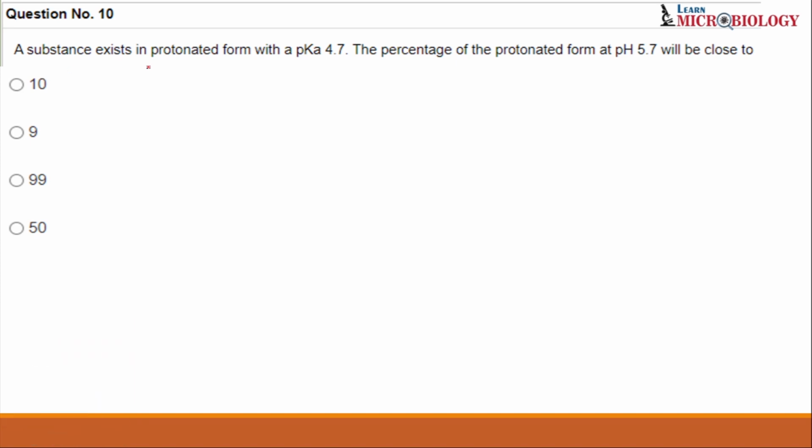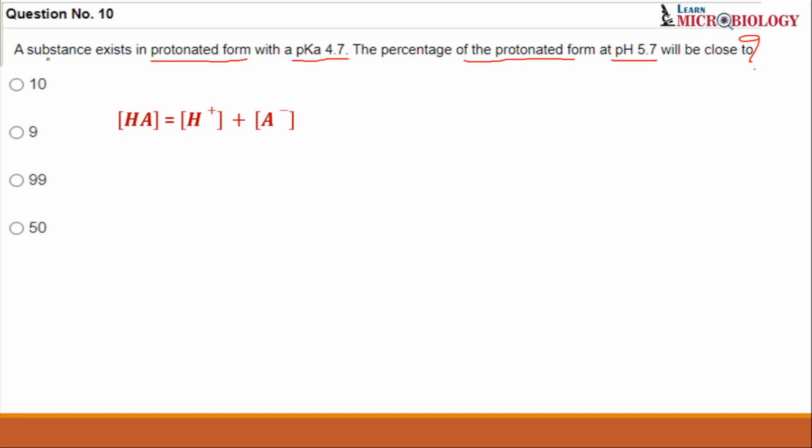A substance exists in protonated form with a pKa 4.7. The percentage of the protonated form at pH 5.7 will be close to dash. This is the question we have to answer. Before understanding how to answer, let me quickly take you to this particular equation.